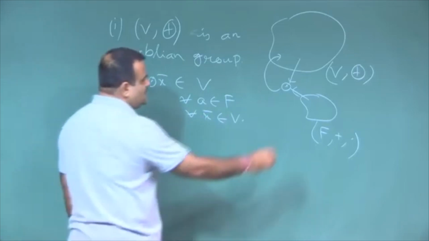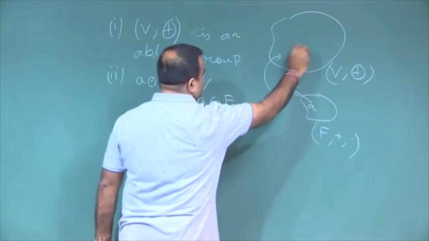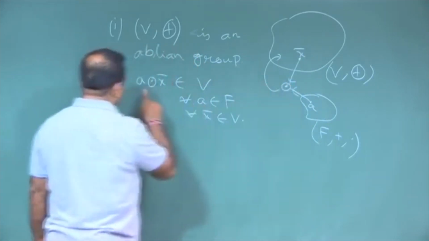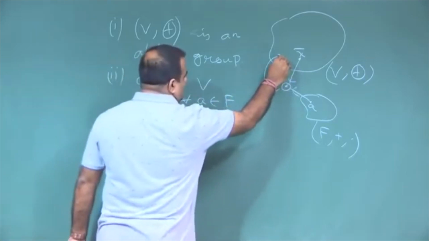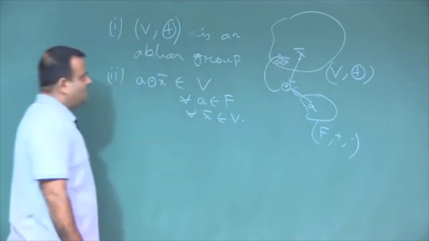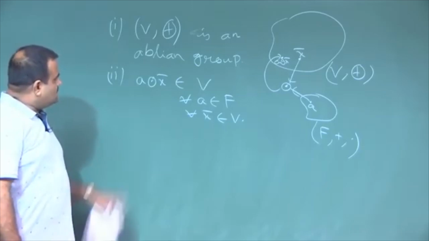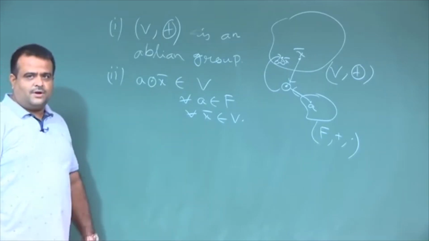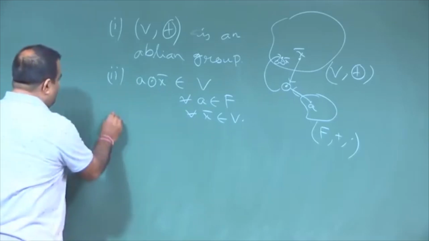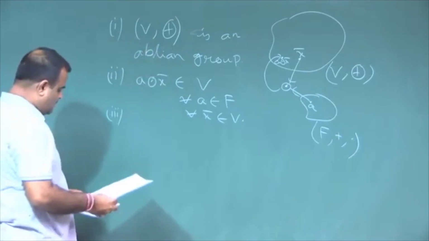That means, if we take any scalar A and we take a vector x, then if we operate with this operator, this will be an element in V. So, this will be another vector. This is telling the closure property of this operator. Okay.